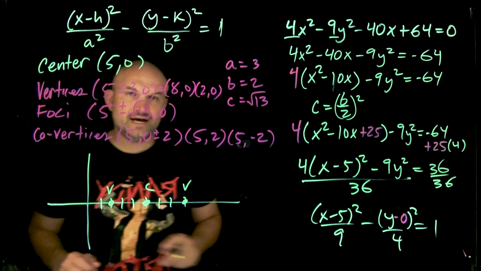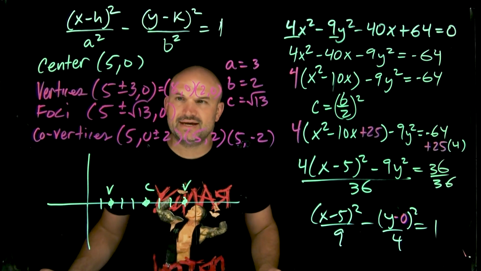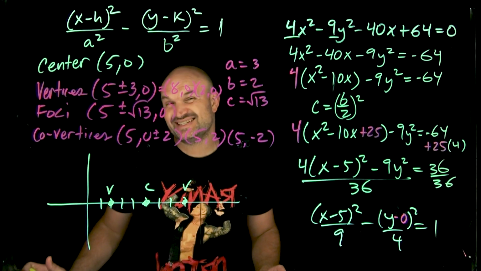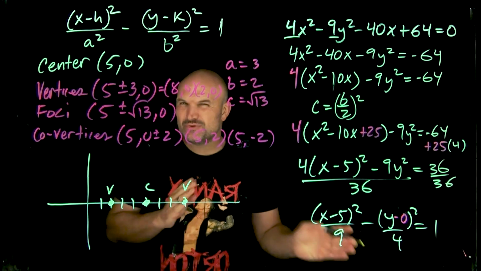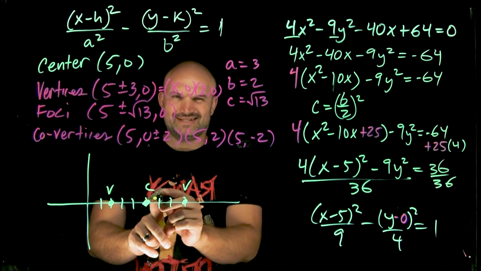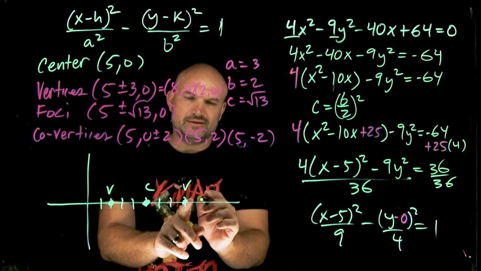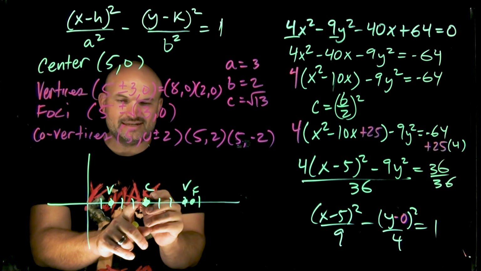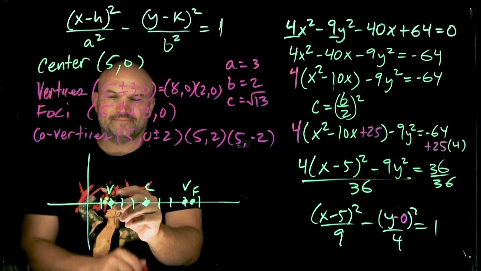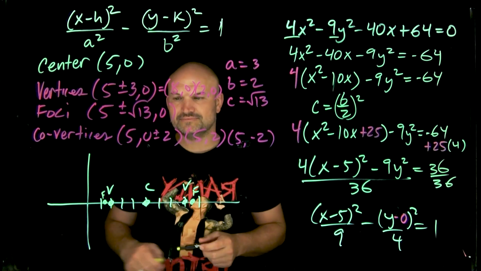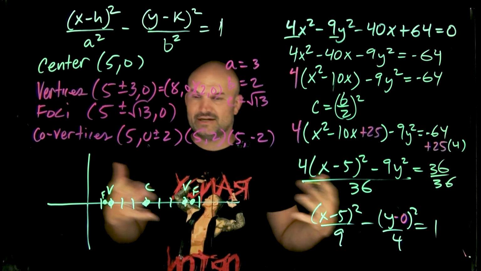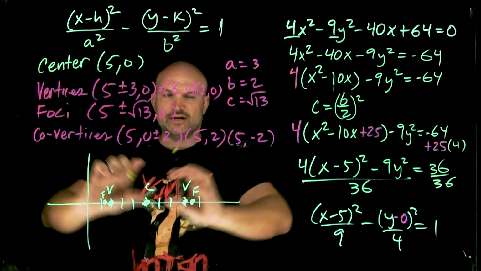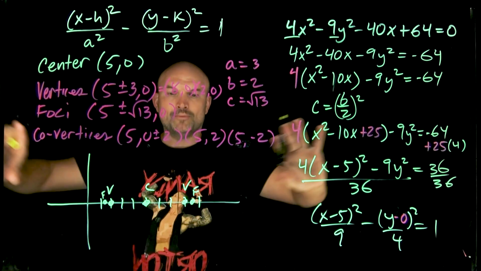Our foci are going to be 5 plus or minus the square root of 13. Well, what the heck is the square root of 13? Well, we know the square root of 9 is 3, and the square root of 16 is 4. So it's going to be between 3 and 4. So if you add, let's say, 3.5, 1, 2, 3, a little bit more, that'd be one focus. And then subtract 3 and a bit, it's going to be somewhere here. Now, the important thing to recognize about your parabolas, ellipses, and hyperbolas is that a hyperbola always opens up toward the foci. So the general direction is outward.